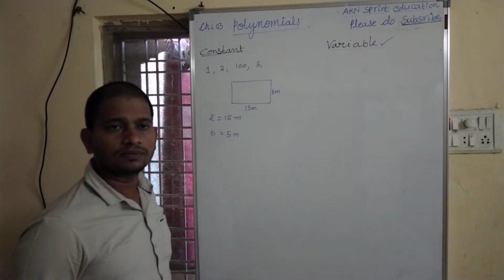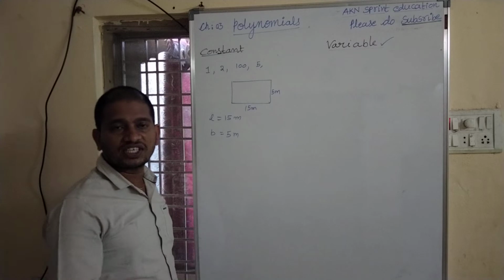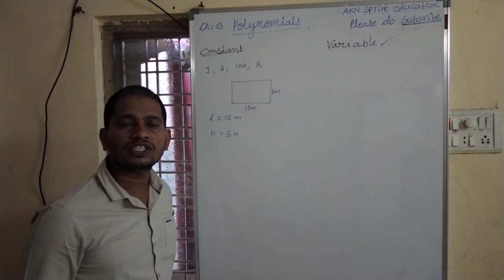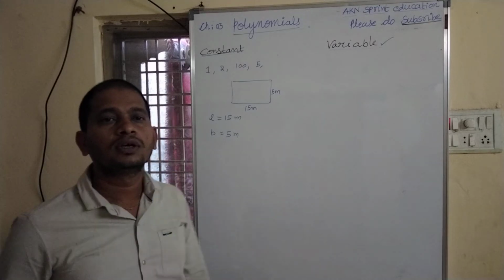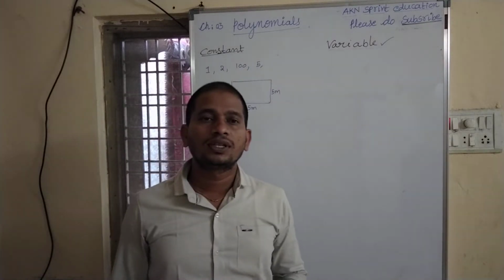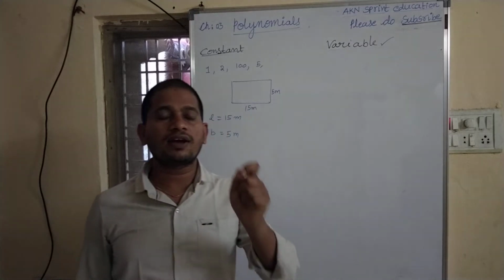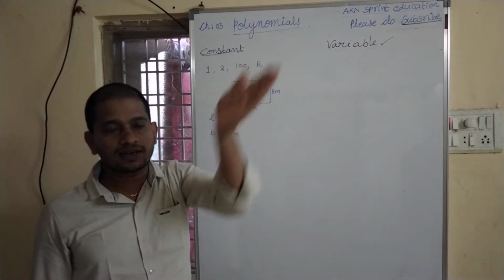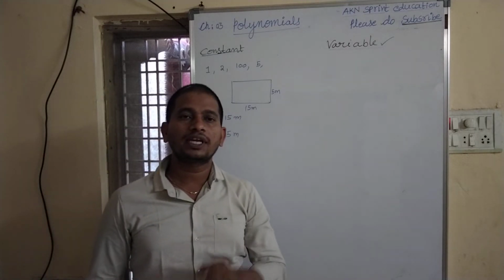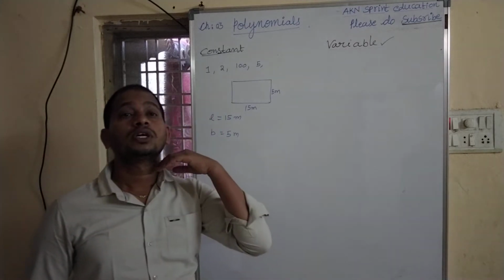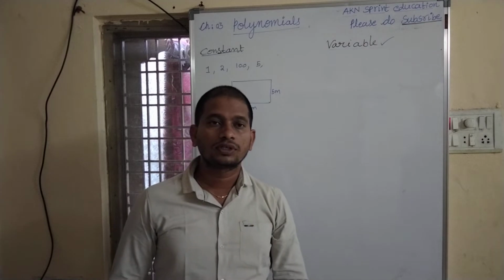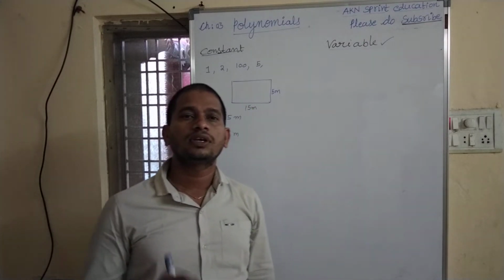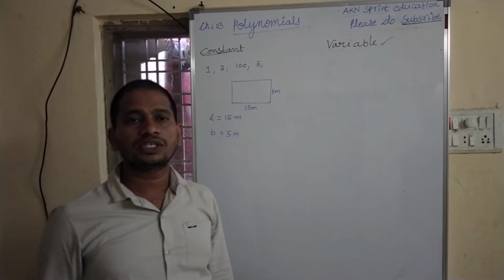What do you mean by variable? It does not have a fixed value. Its value is continuously changing. For example, the temperature in a day is not always constant. It may gradually increase and then it will decrease, right? Suppose the growth of a plant. It is not fixed, right? Its value is continuously changing.